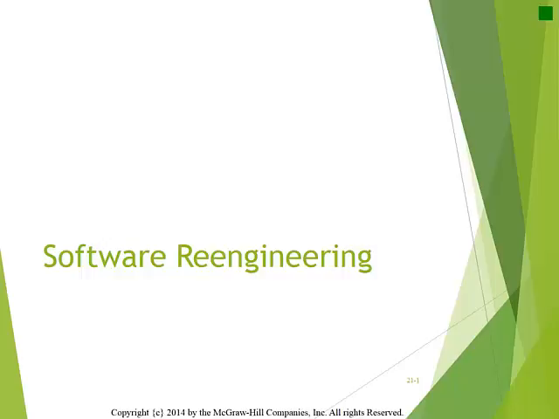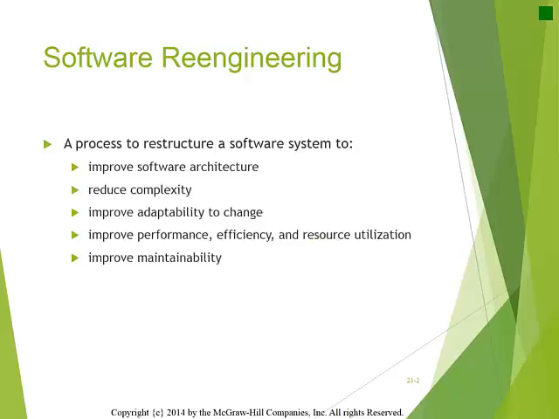This lecture is about software reengineering. Software reengineering is an important activity of software maintenance. It is a process that restructures a software system or component to improve certain aspects of the software.